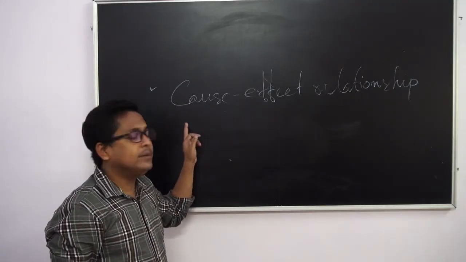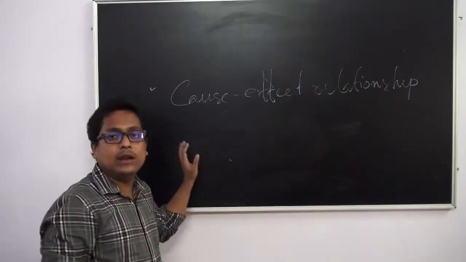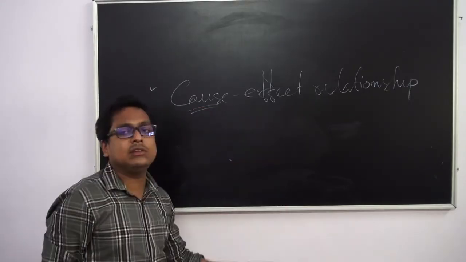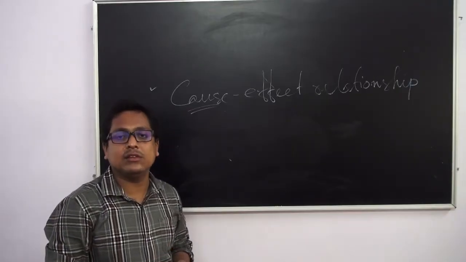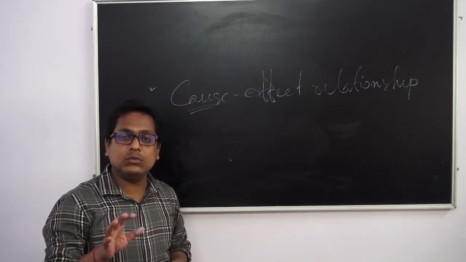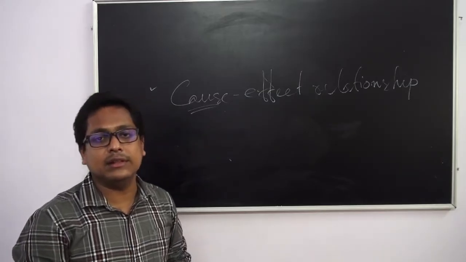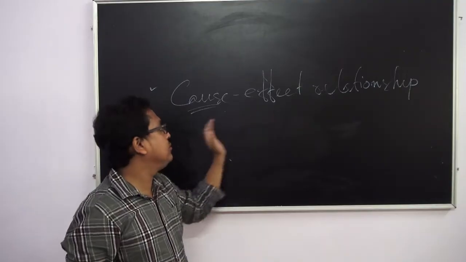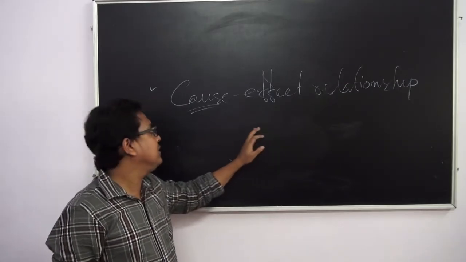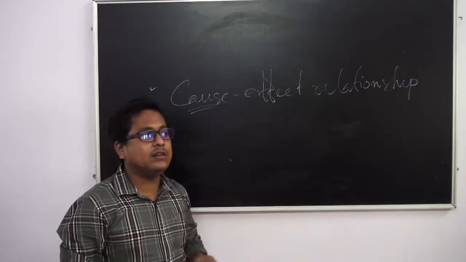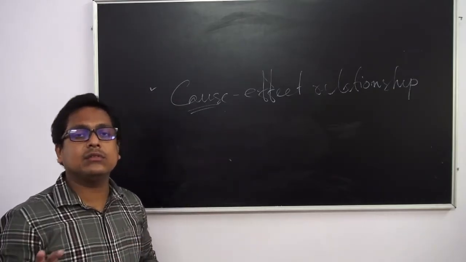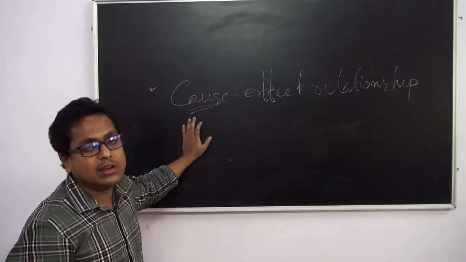Now we have to discuss the cause and effect relationship. The idea of causation never comes from the theory of statistics. It comes from outside the area of statistics. So, as such, statistical regression does not imply a cause and effect relationship. The idea of causation never comes from the theory of statistics. It comes from outside the area of statistics.